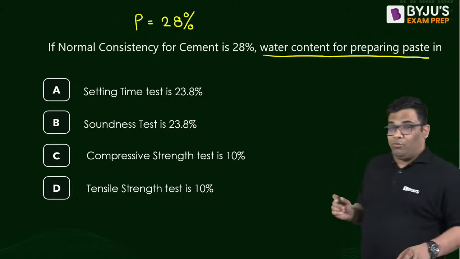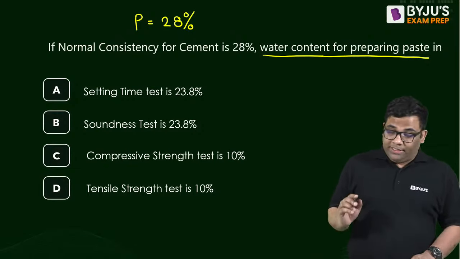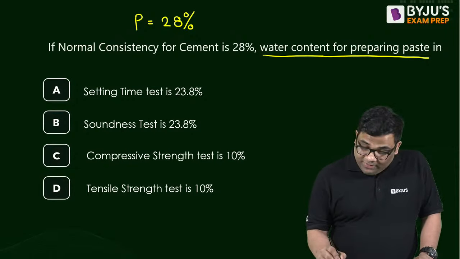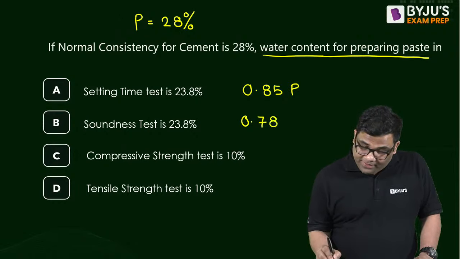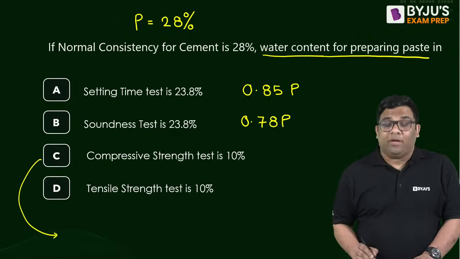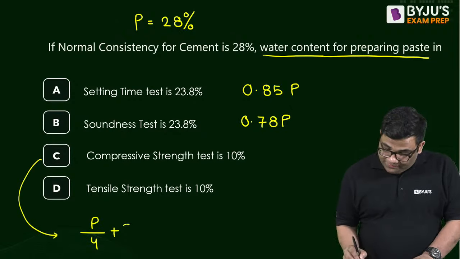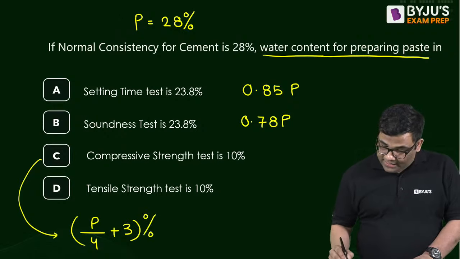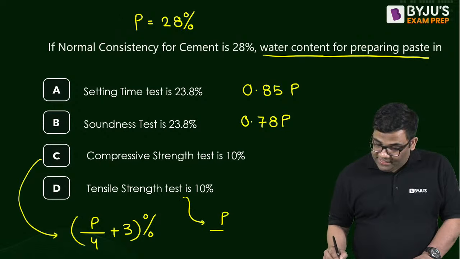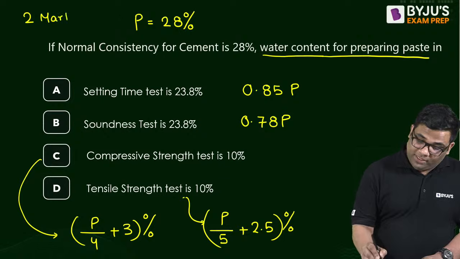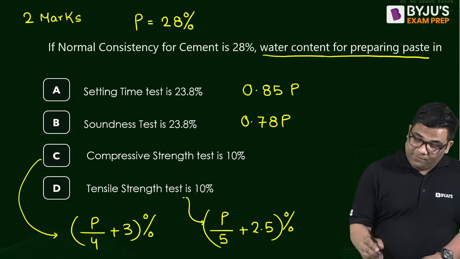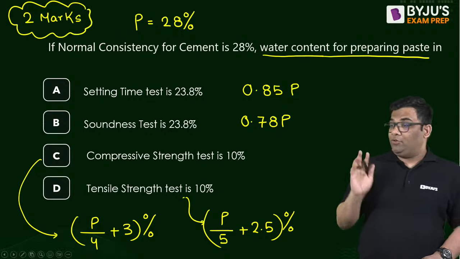You might have forgotten the formulas, so I'll give you the formulas. For the setting time test, we take 0.85 of P. For the soundness test, we take 0.78 P. For the compressive test, we take P by 4 plus 3%. And for tensile strength, we take P by 5 plus 2.5. Remember these formulas, they are very important. If this question is asked, it will be a two mark question because so many formulas are involved. The other questions were one mark.